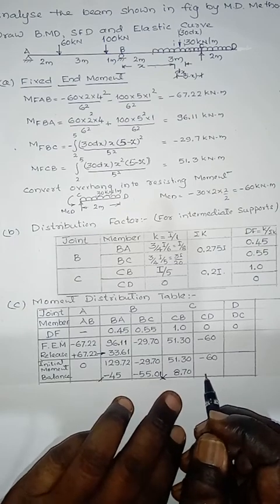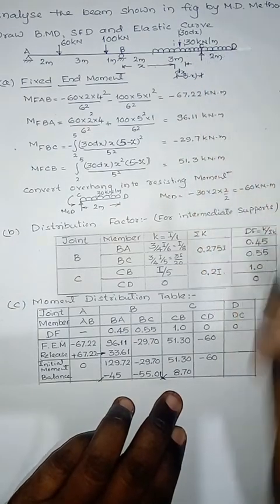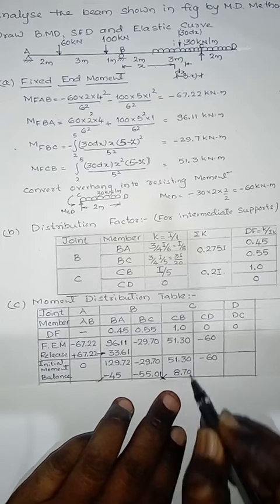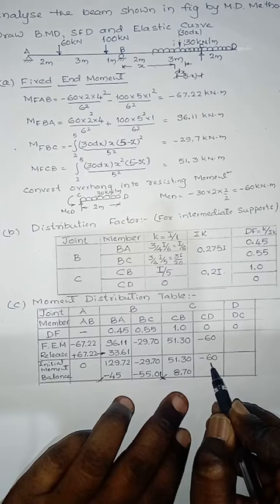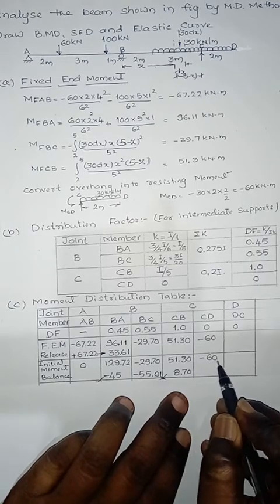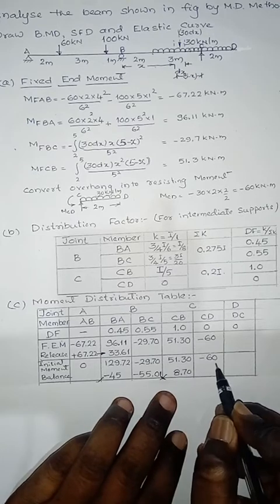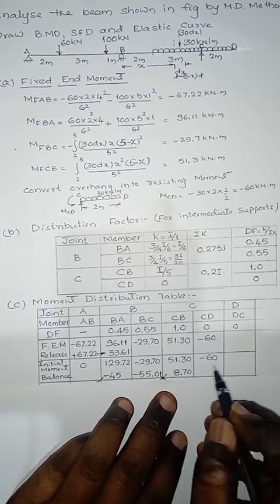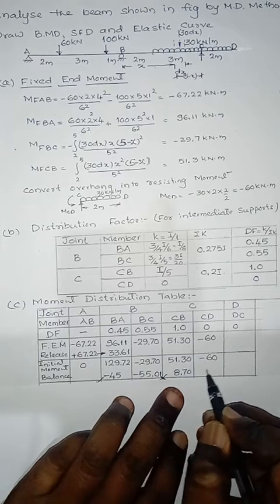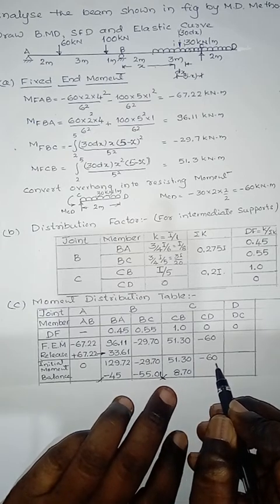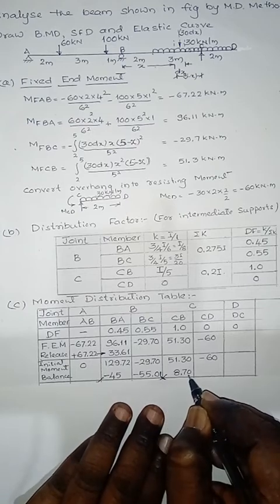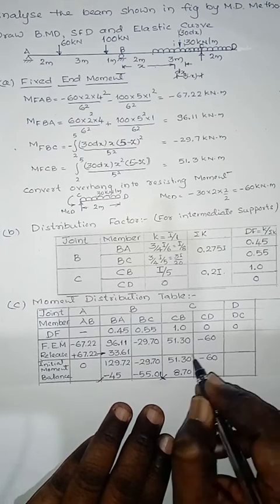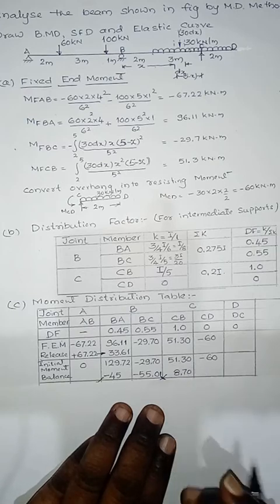You have to recalculate. Here at C, we have already calculated the fixed end moment at CB as 51.3, and the resisting or opposing moment from the overhanging portion is minus 60. We have to balance this. Minus 60 plus 51.3 is minus 8.7. To balance it, we have to add plus 8.70. Now the summation of all these moments must be equal to 0.